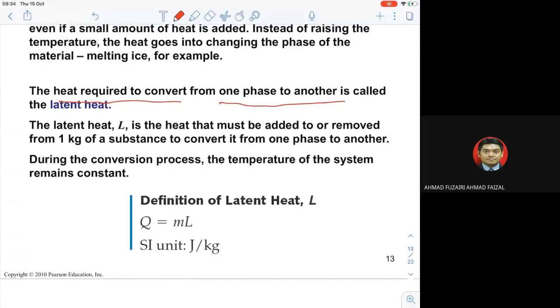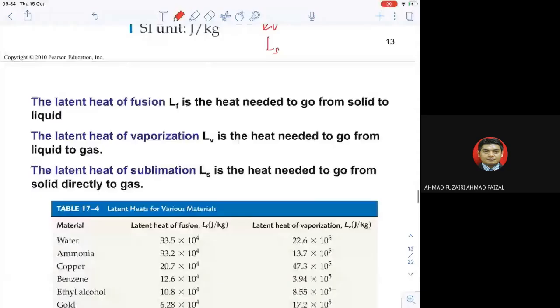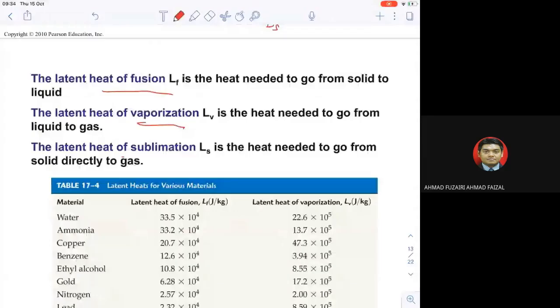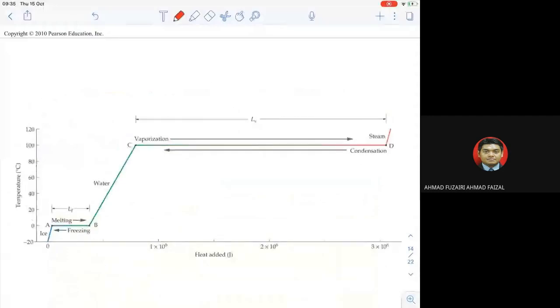So the definition of latent heat can be used in equations, which is M times L. L is the latent heat. But for latent heat, you have L_F, L_V, and also L_S. Apa tu? Latent heat of fusion, latent heat of vaporization, and also latent heat of sublimation. There are three latent heats. Sebenarnya apa benda latent heat ni? So we'll see here.